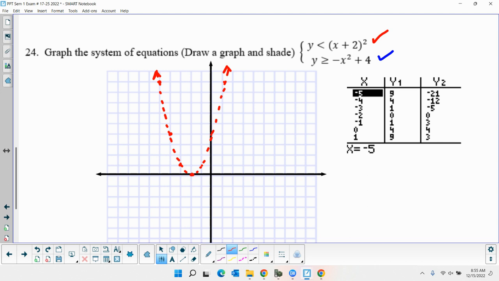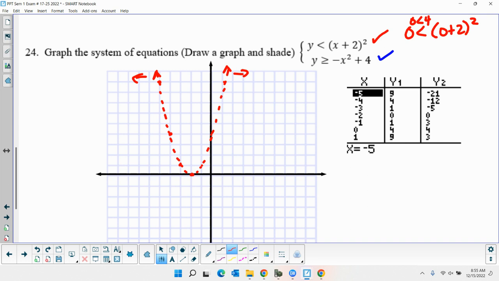And then I plug in 0, 0, because 0, 0 is not on there. If 0, 0 works, I'm going to shade outside of it. If 0, 0 doesn't work, I'm going to shade inside it. So 0 less than 0 plus 2 squared. 2 squared is 4. Is that true? 0 less than 4? Yeah. So I'm going to shade outside of this parabola because 0, 0 is on the outside of it. Remember, I'm looking for where the two overlap, right? So I'm not going to do that yet. I'm going to wait till I do the blue one.